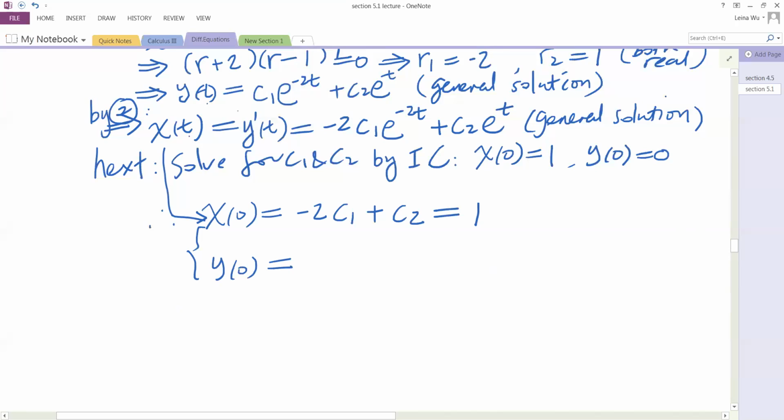For the function y, you should be looking at this equation here. We're going to plug 0 in for the time t. So we have c1 plus c2, according to the initial condition provided, equals 0. Is that good, guys? Yes. Let's call these equation 4 and equation 5 for c1 and c2. This is pretty straightforward. Any method we can do? Substitution or elimination method.